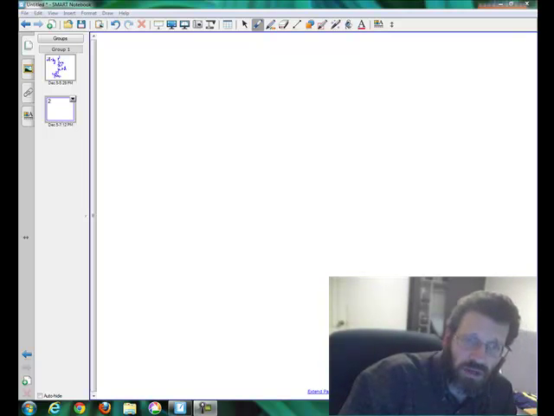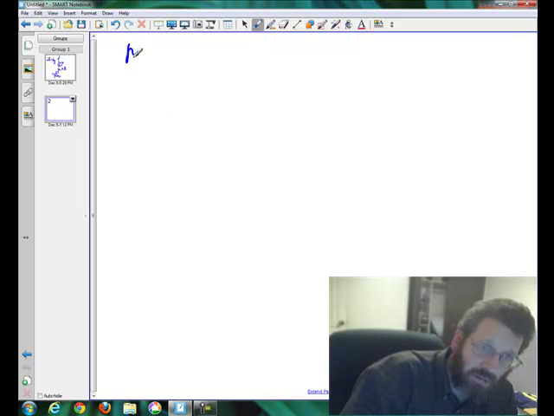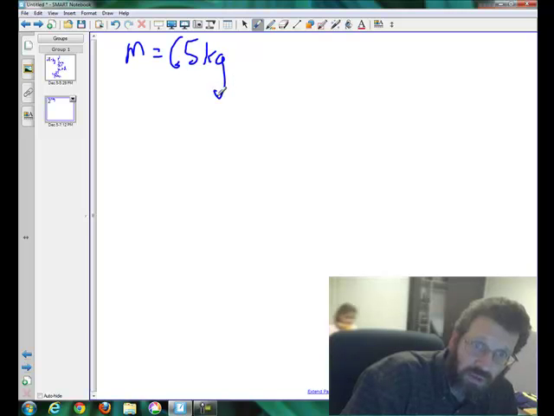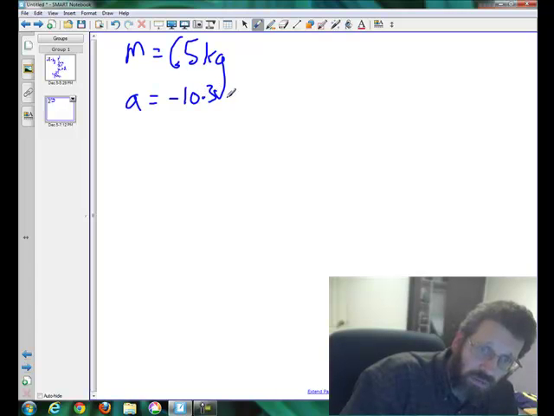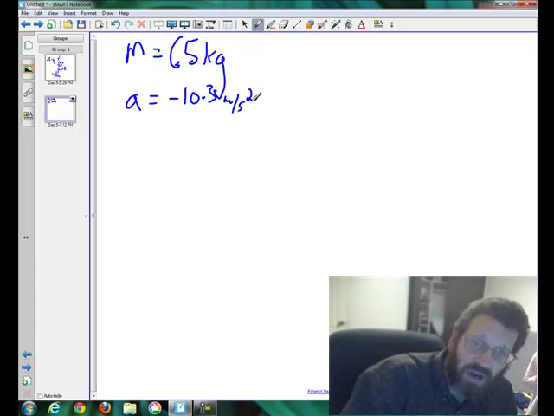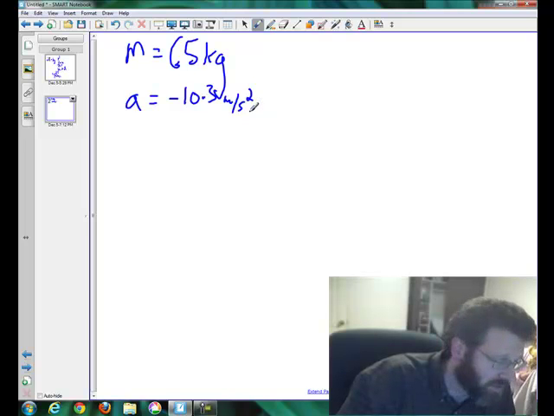So probably the easiest way to do that, as usual, we like to write in our variables. So we're given that the mass of the astronaut is 65 kilograms. Oh yeah, my writing's beautiful. And we had an acceleration downwards of 10.3 meters per second squared. And then we had to know what was the apparent weight of the person. Probably the best way to do that is to look at the force of normal.